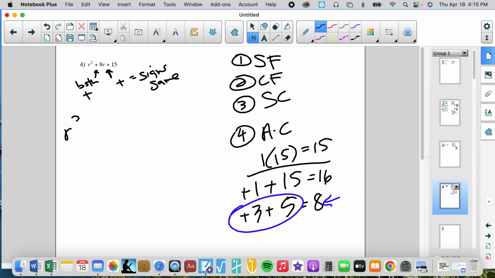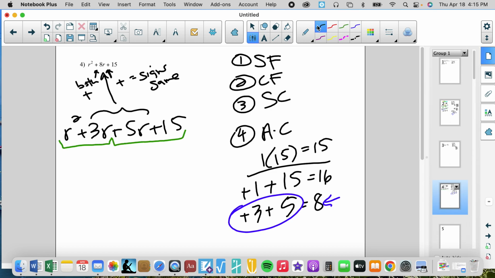So we're going to rewrite this, r squared plus 3r plus 5r plus 15. Remember, this must equal this. That's why I knew the variable was going to be r's. Now I'm going to factor by grouping. I'm going to group the first two, group the second two. I can factor out an r from the first two. That leaves me with r plus 3.